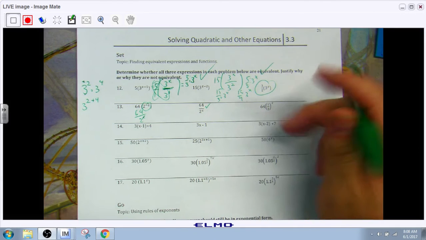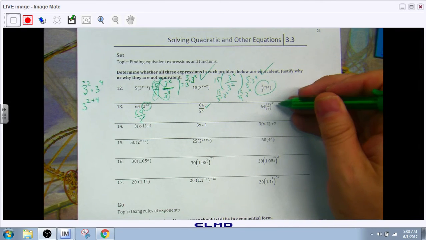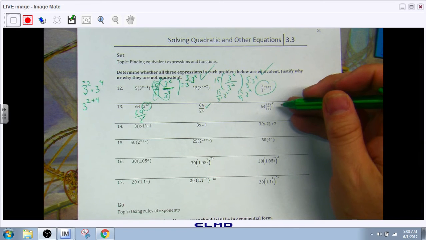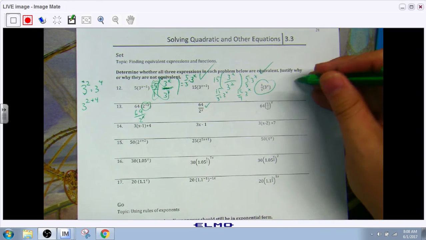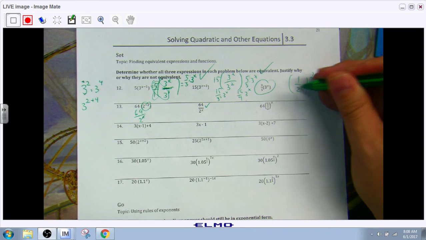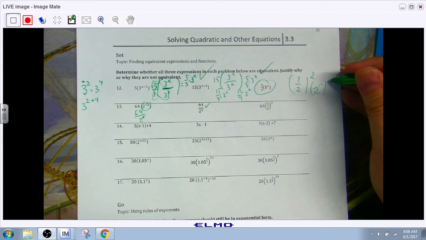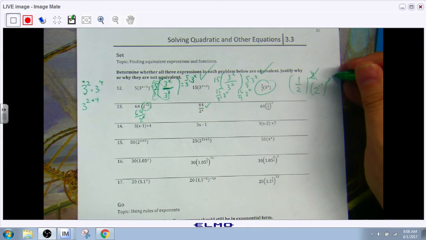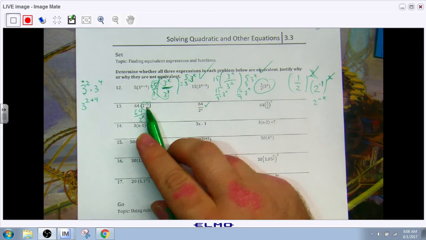What about this one? This is 1/2 to the x power. Well, this is going to be the same thing too, because remember, if we had 1/2 to the x, well 1/2 we can also write as 2 to the negative 1, right? And this is x. So negative 1 times x, that would be 2 to the negative x, which is exactly what we had here.